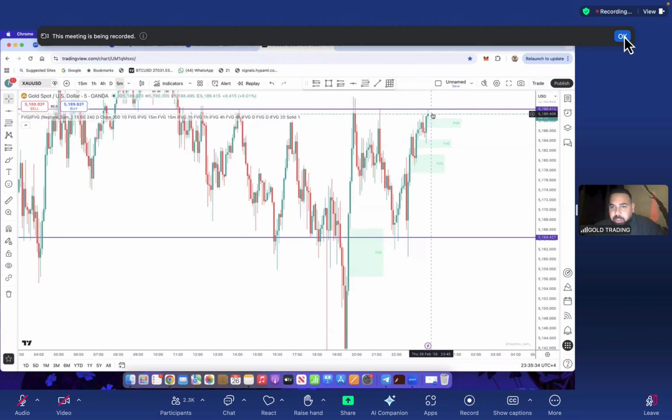Okay, but we want to see exactly how it finishes. The body of the candle is what's important here, guys. Okay, the body, not the little wick. Okay, the body.